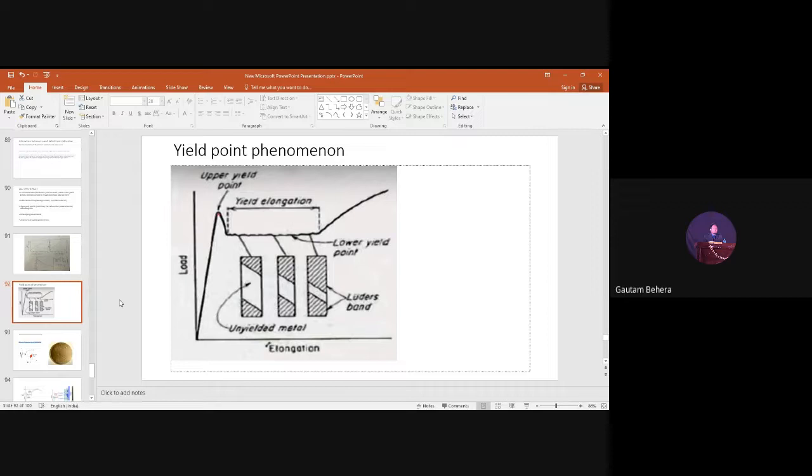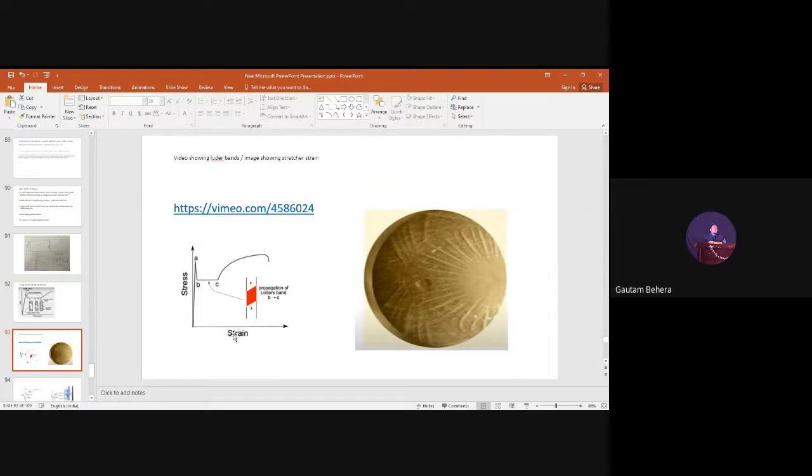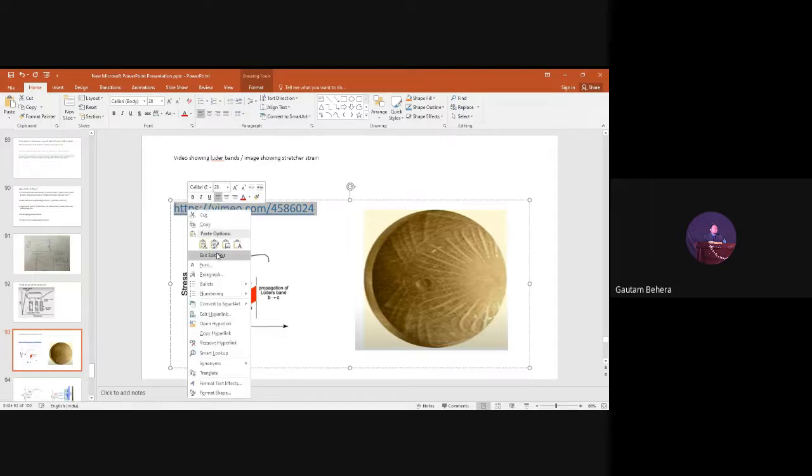So this is all about your yield point phenomenon: upper yield point, lower yield point, yield elongation, or this is called Lüders extension. Then strain hardening. Finally, fracture will be there. So you can see, this is the same curve we have. Okay, let us look at the videos.